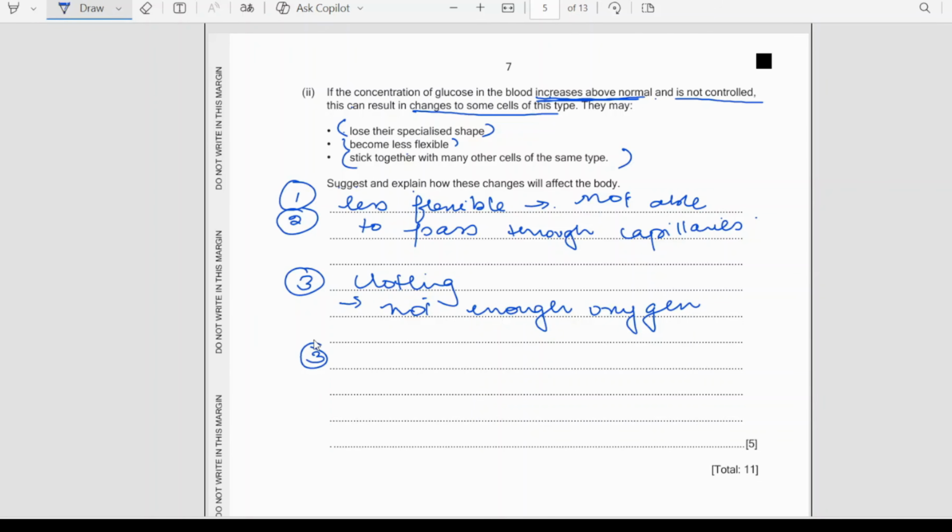So has the shape been discussed? No. We have discussed the flexibility, we have discussed the sticking. What about the shape? If the shape is not biconcave, what would happen? Correct. Okay.